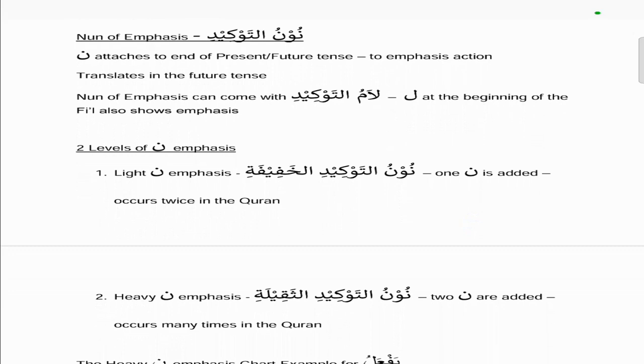So now we discuss something called noon of emphasis, which is called noon tawkid. This noon attaches to the end of a present tense verb to emphasize the action, and it usually translates in the future tense. The noon of emphasis often comes with what we call a la tawkid, which is the letter la at the beginning of the fi'l that shows further emphasis.